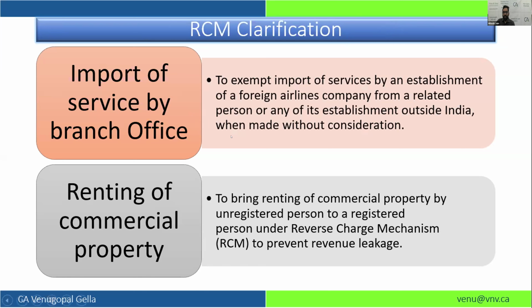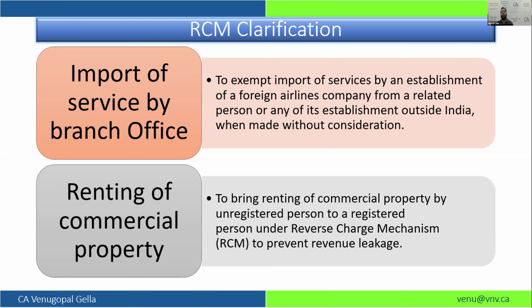Now, some RCM clarifications have been issued in the council meeting. These clarifications actually relate to the import of service by branch office. They have actually suggested to exempt import of services by an establishment of foreign airlines company from a related person or any of its establishment outside India when made without consideration. This is one clarification which has been proposed.